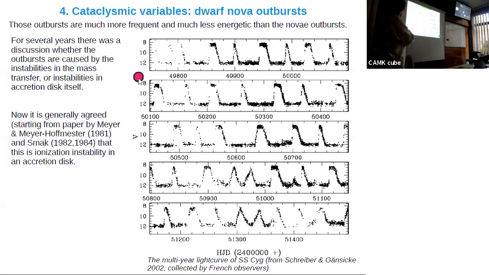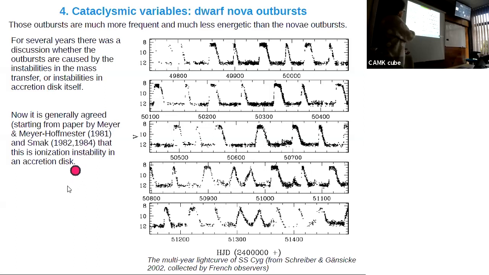So for years there were discussions whether those eruptions are caused by instabilities in the outflow transfer from the companion through L1, or accretion disk instabilities. Finally, we now settled, starting from papers by Meyer and Meyer-Hofmeister and Jean-Pierre Lasota, that this is ionization instability. Actually, Lasota proposed this scenario at the same time and independently from Meyer, but he sent his publication in the same year as Meyer, and his paper was not published. I don't remember whether it was rejected or delayed or whatever. One short paper was only published a year later elsewhere, not in the original journal.